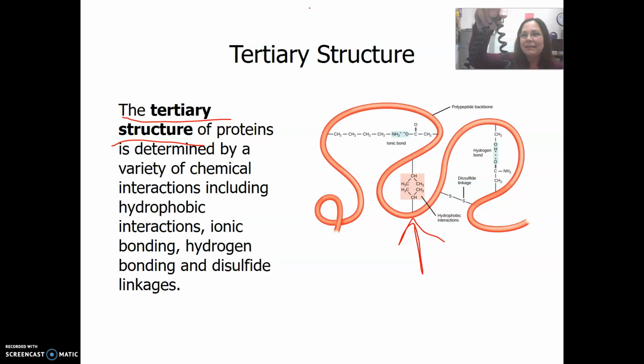That would be like the alpha helix structure, the secondary structure called the alpha helix structure. And if you took that phone cord and tied it in a bunch of knots, that would represent the tertiary structure.